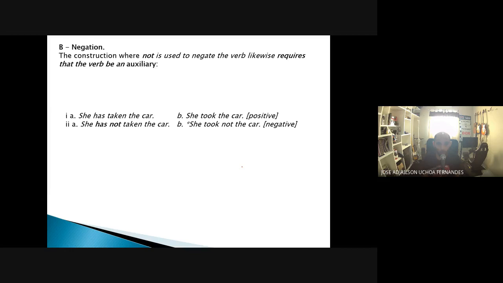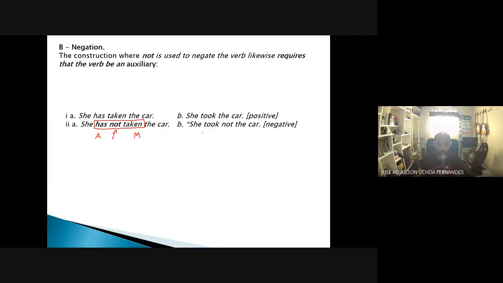Take the examples. She has taken the car and she took the car. This is the present and the past versions of the positive clause. Now, in the negative version, she has not taken the car. So here I have the verb capsule, has not taken, and not is placed beside the auxiliary verb have, and taken is the participle form of the main verb. So she took not the car is the ungrammatical version.